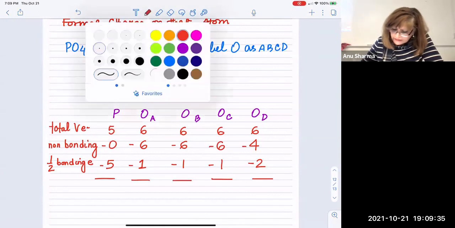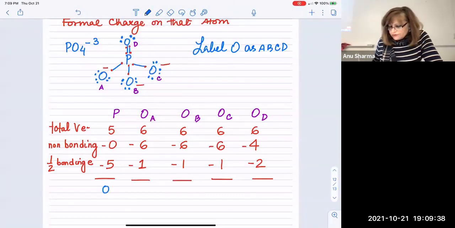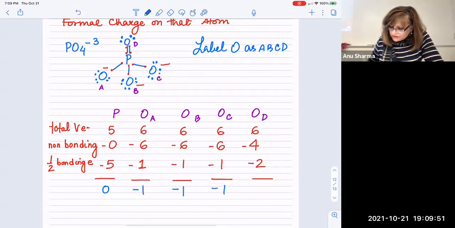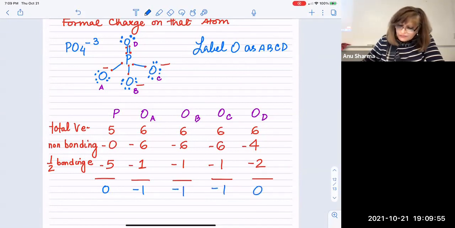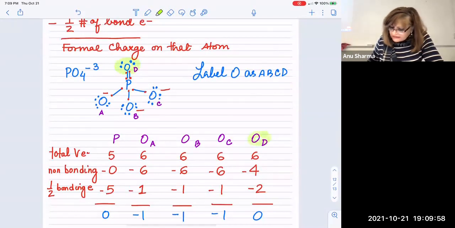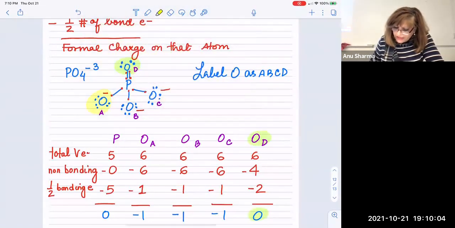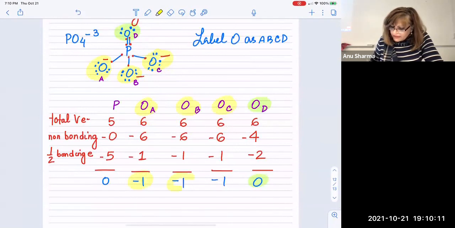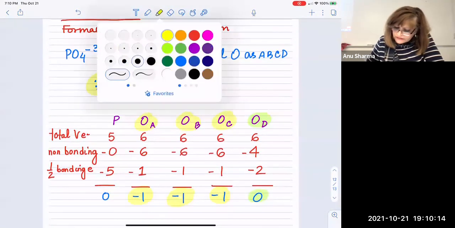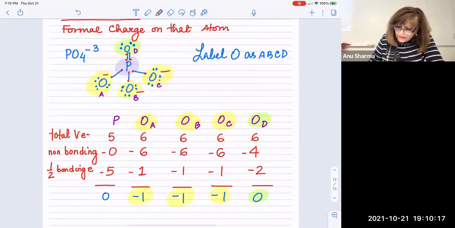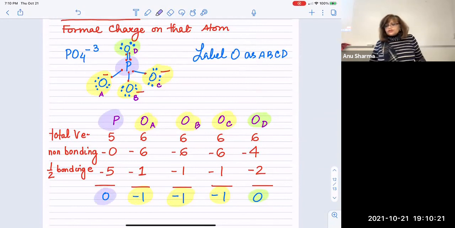Where are the charges in reality? So you see, this is phosphorus, no charge on the phosphorus. Second is 6 plus 6 minus 6, so only minus 1 charge left. When you subtract these, this is also minus 1. And the other one is 0. So this oxygen is the one with the 0 charge, and the other ones, oxygen A, oxygen B, oxygen C, we confirm it, have minus 1 charges here. Phosphorus is in the middle, 0 charge. So the charge is on the oxygens.